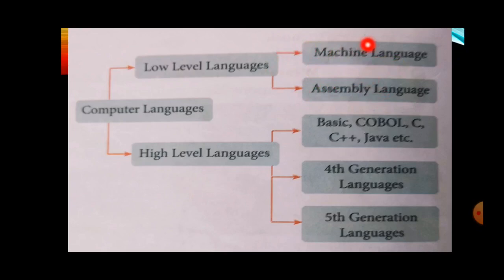Machine language, also known as first generation language. A computer understands the binary code which consists of 0 and 1. 0 means off and 1 means on. Okay. After that, assembly language.